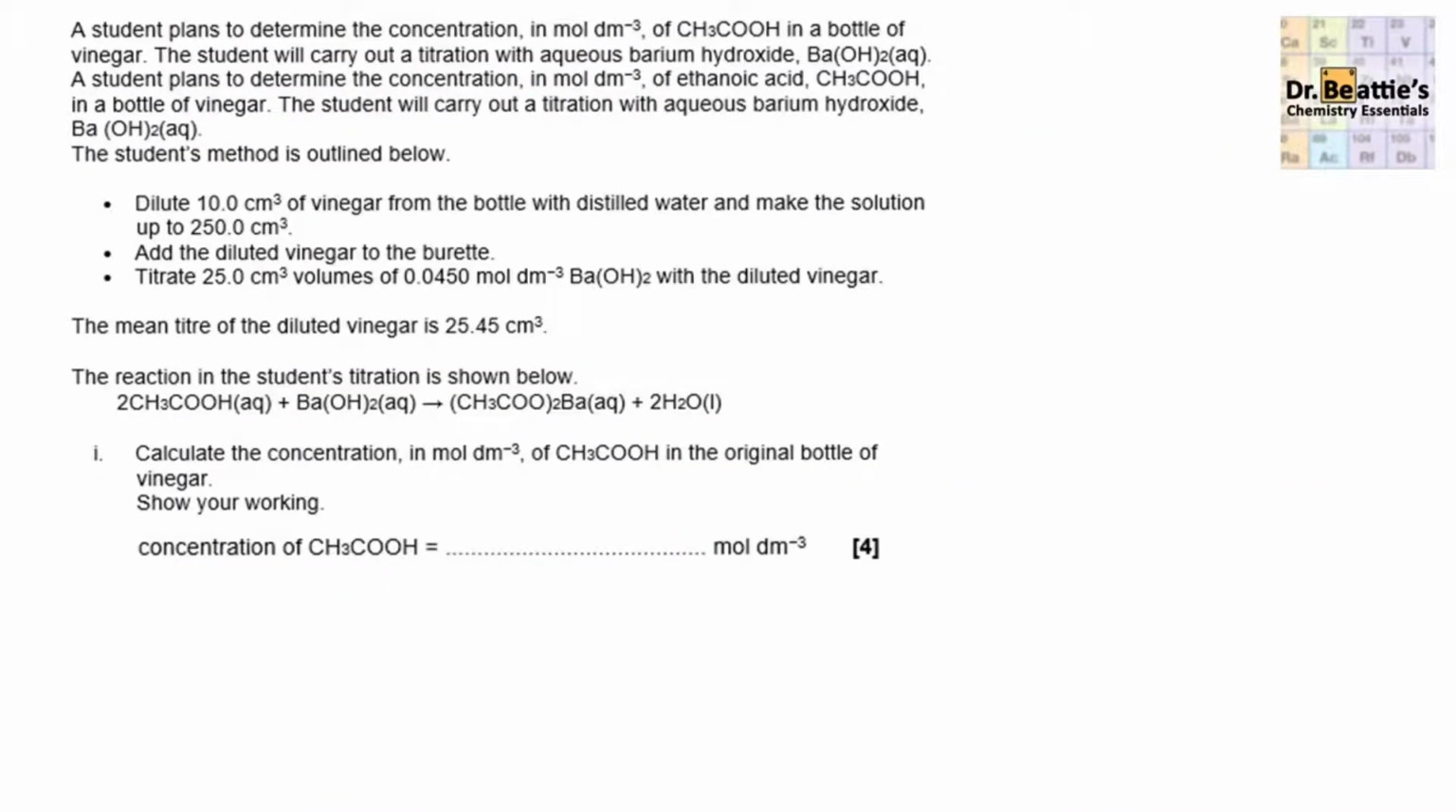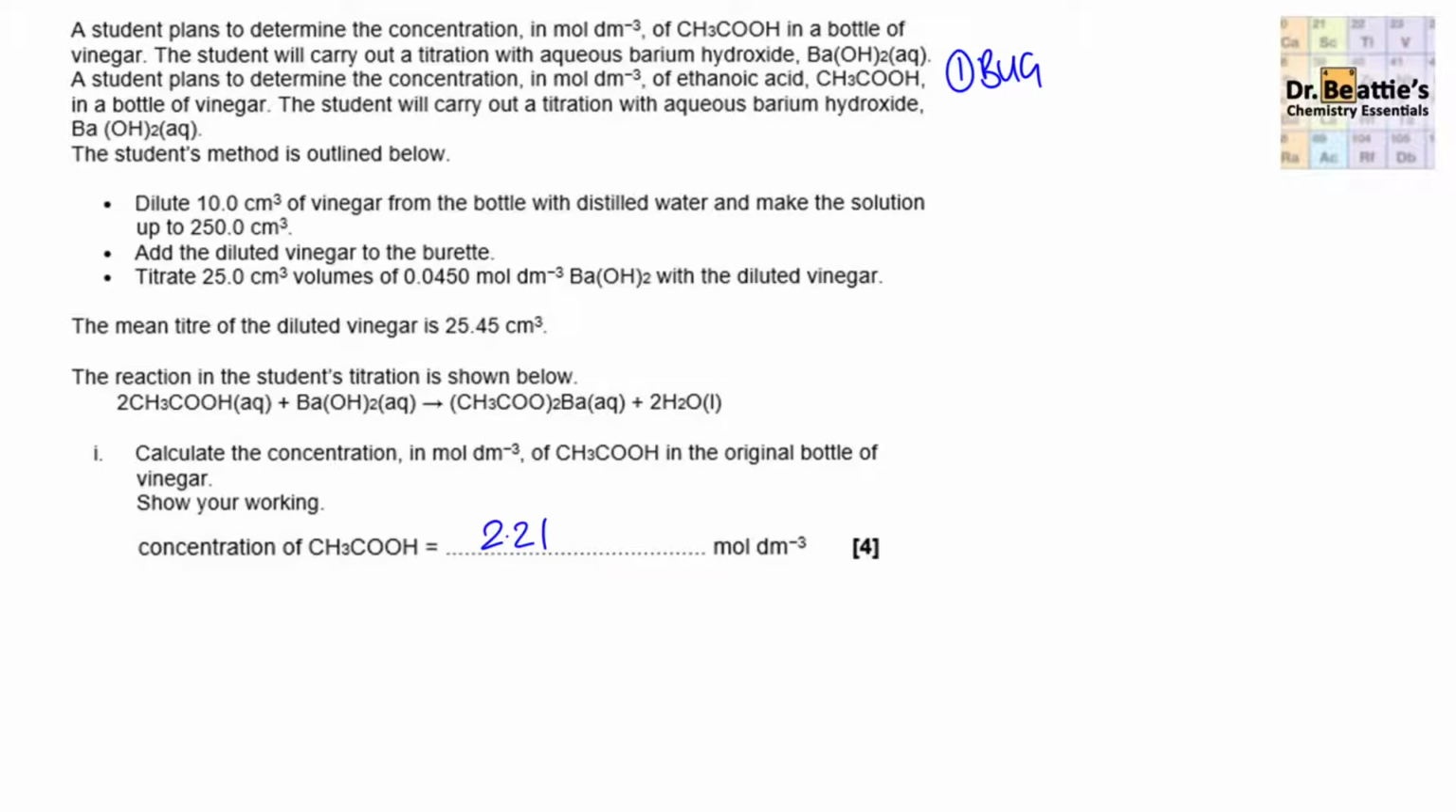Okay, the final exam question we're going to have a look at in this video is the following. So pause the video here and have a go. Okay, if you got the answer of 2.21 moles per decimetre cubed, then that's full 4 marks out of 4. If you didn't, we're going to go through the process now.